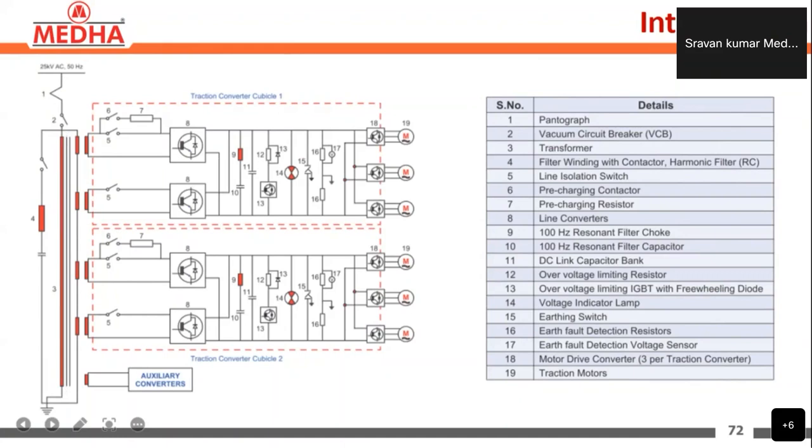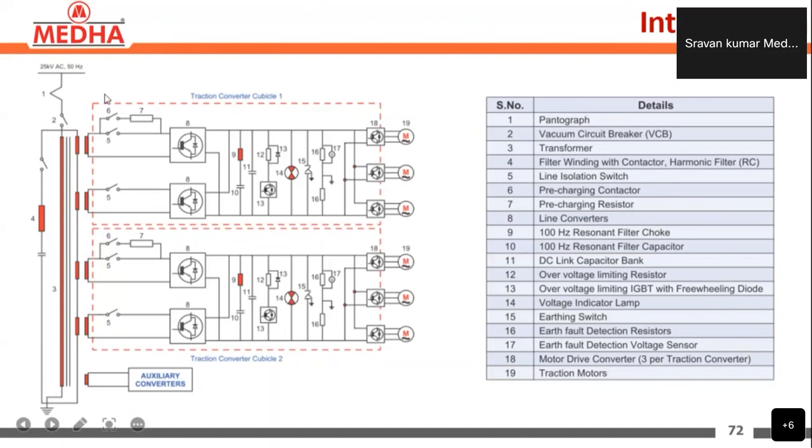locomotive transformer, and after that we can see the filter winding, and next the traction winding. So there are two traction windings for one line and traction converter. After that we have a main contactor and a pre-charging contactor. In series with the pre-charging contactor we have the pre-charging resistor. Combined, the pre-charging contactor and pre-charging resistor are known as the pre-charging circuit.